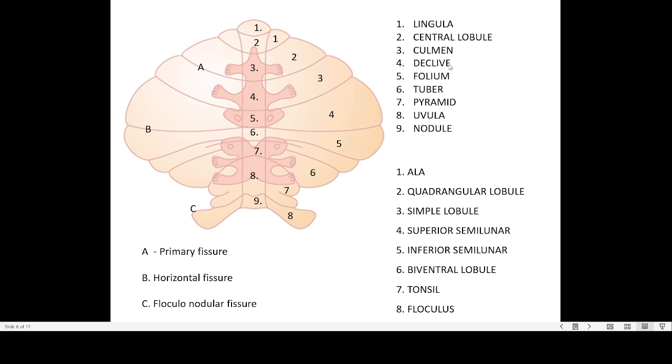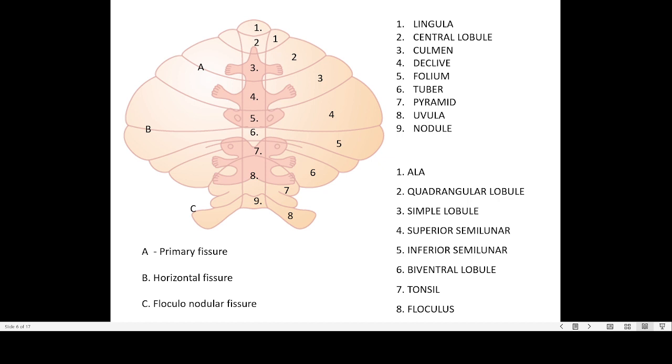For a mnemonic to remember these: Lal Chand could die for turling pant unnecessarily. Just remember the first letter of each word in this mnemonic. That indicates the lobules of the vermis part.